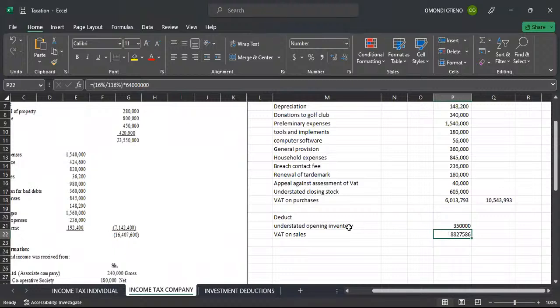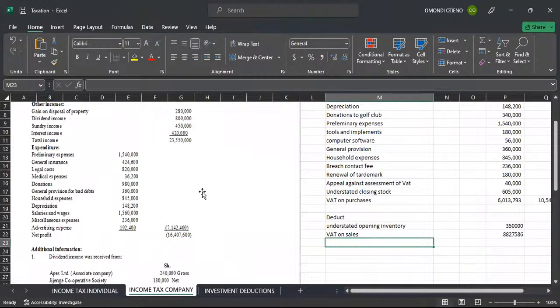Is that clear to everyone? By how much? What is the rate of VAT? 16%, so that is the answer. 16% is the rate which we are applying there.